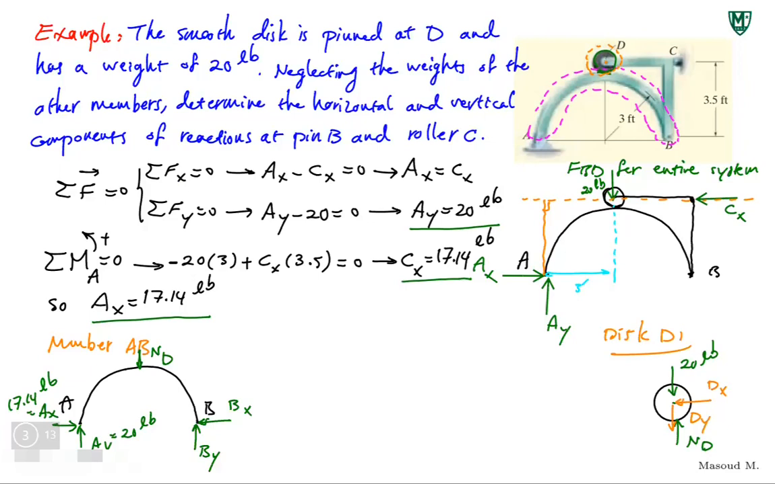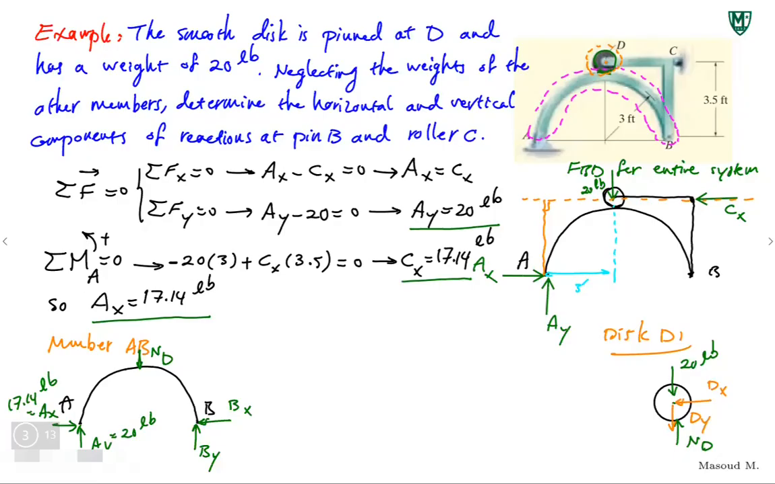So looking at that, we see that ND is not equal to 20 pounds. ND is equal to 20 pounds, if I got the right direction for Dy, plus Dy. And I cannot find it from that free body diagram because I can write equations, and one thing I can figure out is Dx is 0 there, right? Because there is no x component. But Dy, I cannot find it from there.